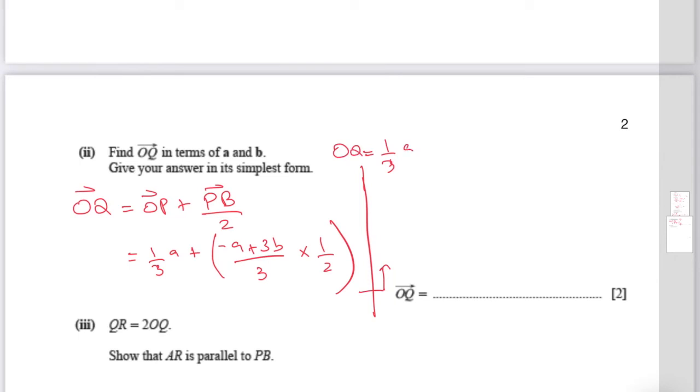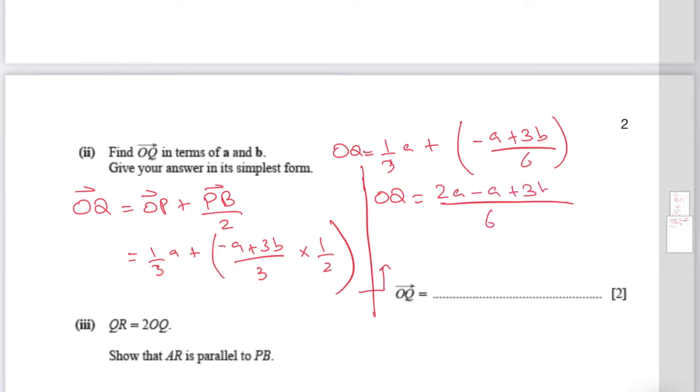And what happened inside the bracket is that it becomes negative A plus 3B over 6. Okay, now let's simplify this. OQ is equal to 1/3 plus negative A plus 3B over 6. So we write 2A over 6 minus A plus 3B.